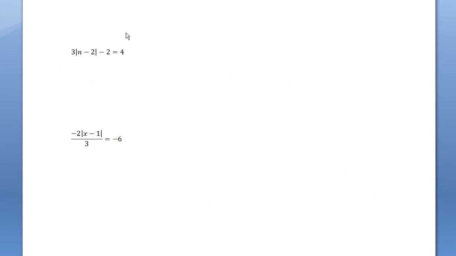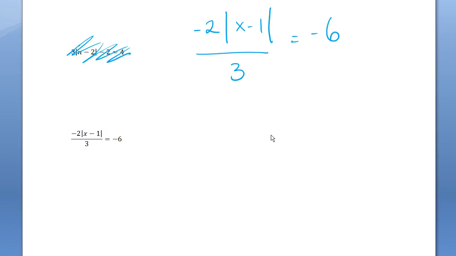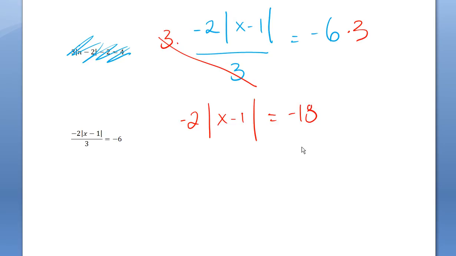Last problem. Lots of steps on this one. Okay, ignore that one. I'm going to write it up here because I take up lots of room. Negative 2 times the quantity x subtract 1, absolute value of the quantity x subtract 1, all over 3 equals negative 6. Okay, we're going to get rid of the divide by 3 by a multiply by 3. Total legal move there. It's gone. I'm left with negative 2, absolute value of the quantity x minus 1 equals negative 18.